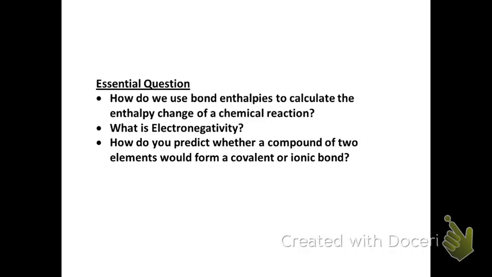Okay, so here are the essential questions for this lecture that need to be addressed, and you need to be able to answer by the time you're done with this lecture. So how do we use bond enthalpies to calculate the enthalpy change of a chemical reaction? What is electronegativity? How do you predict whether a compound of two elements would form a covalent or ionic bond?